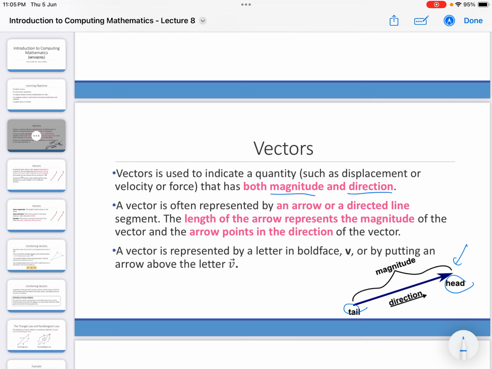A vector is often represented by an arrow or directed line segment. The length of the arrow represents the magnitude, and the arrow points in the direction of the vector. A vector is represented by a letter in boldface, so let's say we use boldface like this, V, or by putting an arrow above the letter. So we can also write it like this, with the arrow above the letter.